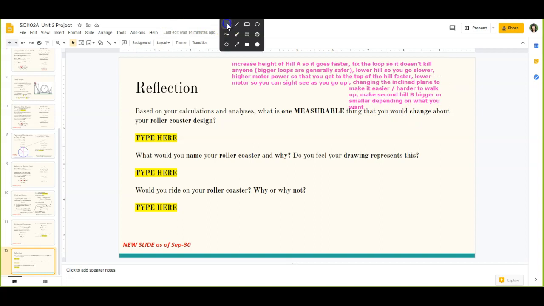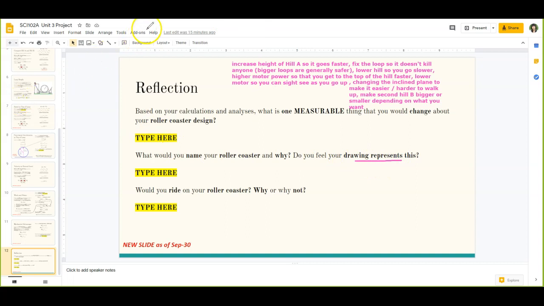So don't give me colors. Don't say, I would rather it be blue. I want something that we could eventually measure. So say, I would change the height, I would change the speed, I would change blah, blah, blah. Okay. What would you name your roller coaster and why? And do you feel that your drawing represents this?